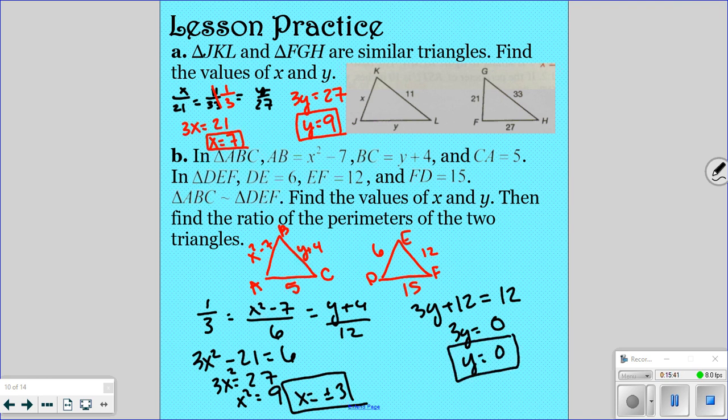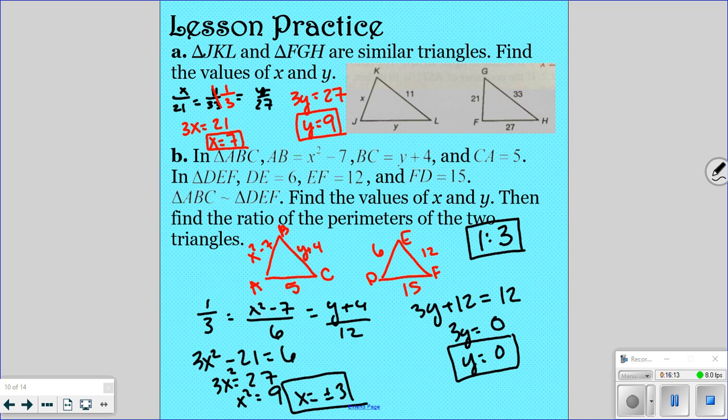And then it wants you to find the ratio of the perimeters of your two triangles. Well, the ratio of the perimeters is just going to be the ratio of the two sides. So that was 5 to 15, which reduced to 1 to 3. So the ratio of your sides, of your perimeters, is just going to be 1 to 3. So that would be your answer there.